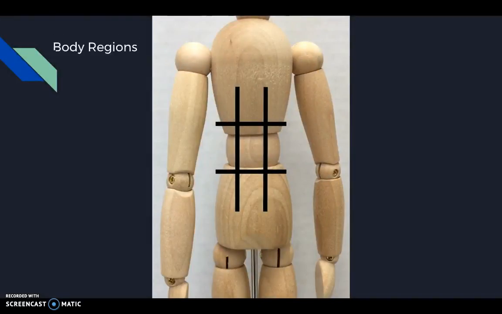Now we have the body regions. We have the right hypochondriac, the epigastric, the left hypochondriac, the right lumbar, the umbilical, the left lumbar. We have the right iliac, the hypogastric, and the left iliac.